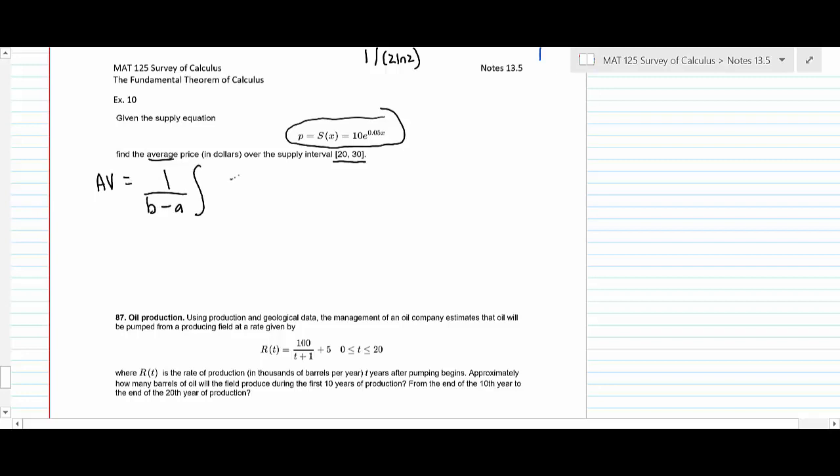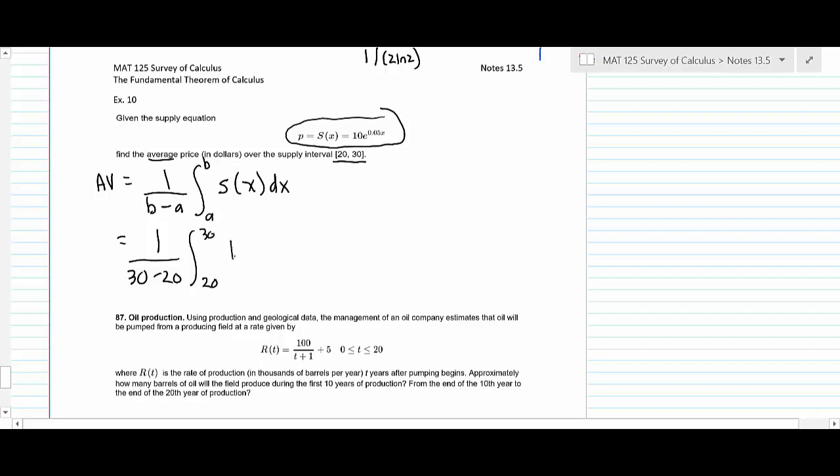Then you have the integral, in this case it's going to be s of x dx going from a to b. Okay, so tell me what a and b are. That's the first thing. A is 20, b is 30. Okay, so let's go ahead and set this up then. That's going to be 1 over 30 minus 20, and we're going to do the integral from 20 to 30.